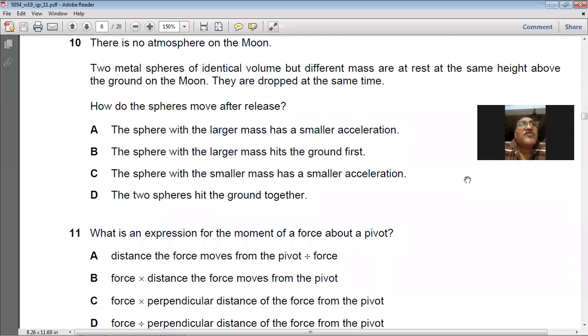There is no atmosphere on the moon. Two metal spheres of identical volume but different mass are at rest at the same height above the ground on the moon. They are dropped at the same time. How do the spheres move after release?